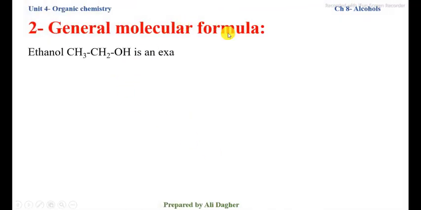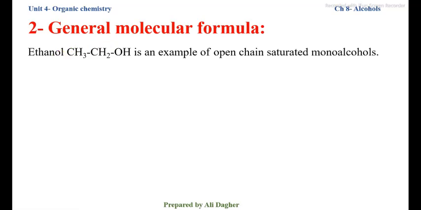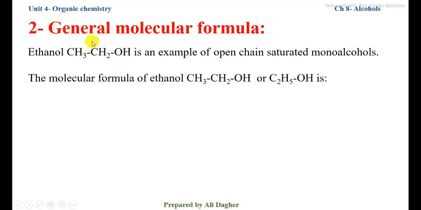2. General molecular formula. To determine the general molecular formula of any organic compound, we take an example. In this case, we take ethanol CH3CH2OH, which is an example of an open-chain saturated monoalcohol. Then we transform this structural formula into a molecular formula. In ethanol, we have 2 carbons, C2, and 6 hydrogens, H6, and 1 oxygen. Then the molecular formula is C2H6O.